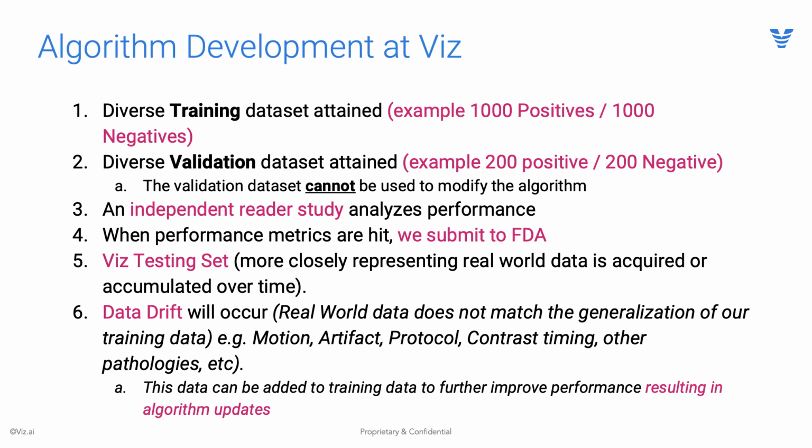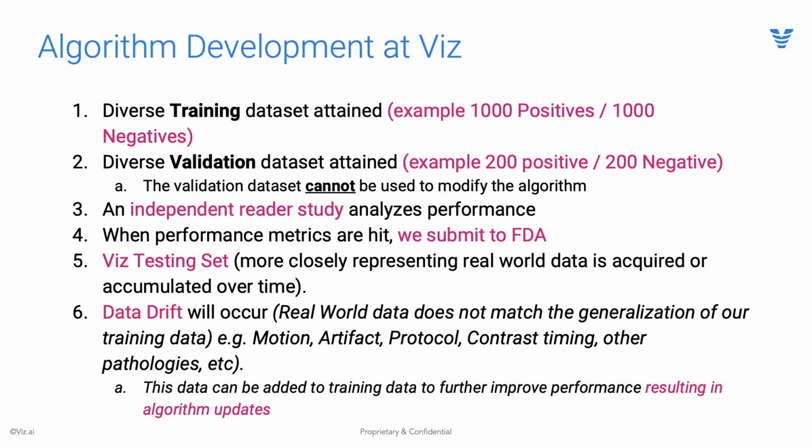When we meet that metric, we submit this to FDA. And then over time, we start building a testing data set. What that testing data set allows us to do, this is generally with real customer data as we start to go live, is it allows us to validate both the existing algorithm as well as future iterations of the algorithm against what we would call real world data, the real data that we expect to go through it.